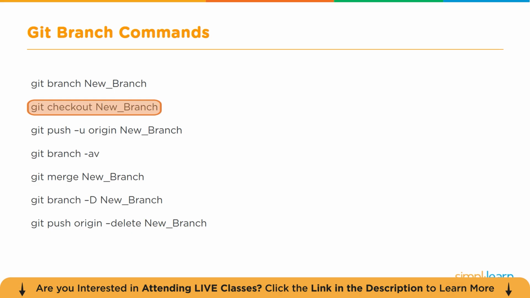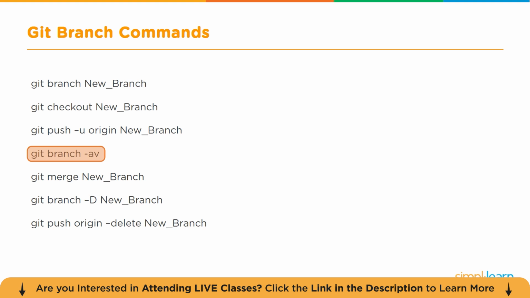Now the branches that are created are by default created on the local repository. In case you want to push any specific branch onto the server, you would have to issue the command git push -u origin and the name of the branch. So this will ensure that the contents of the new branch are pushed onto the server. At any time, if you want to list out all existing branches on your local repository, the command would be git branch -av.